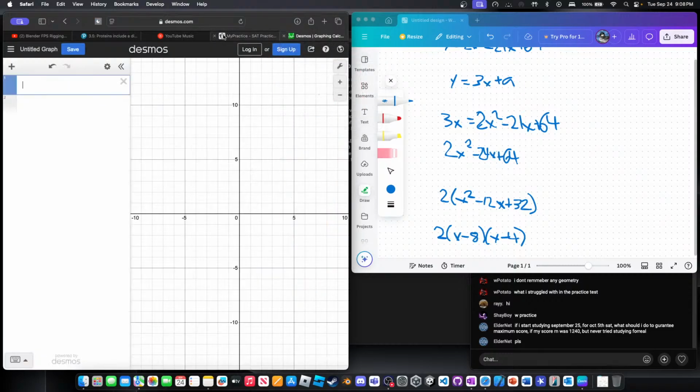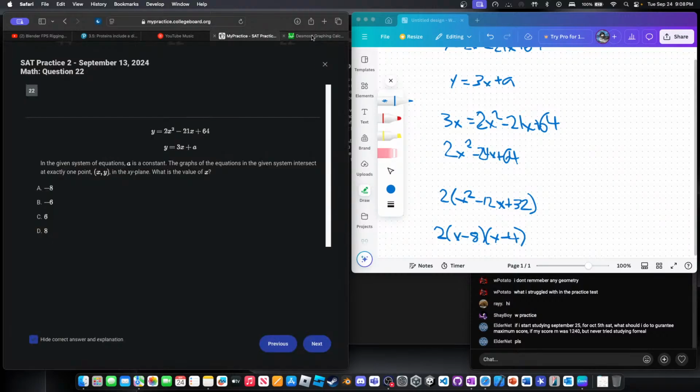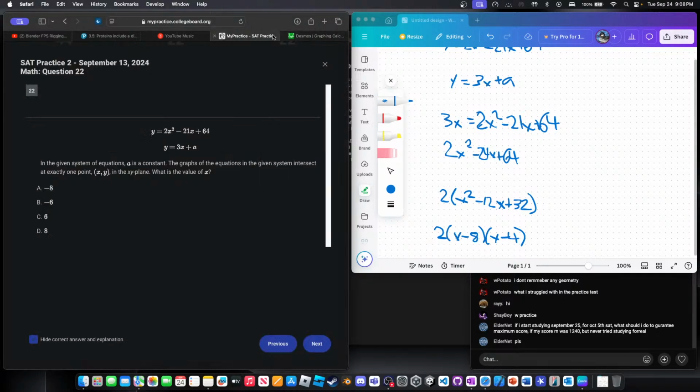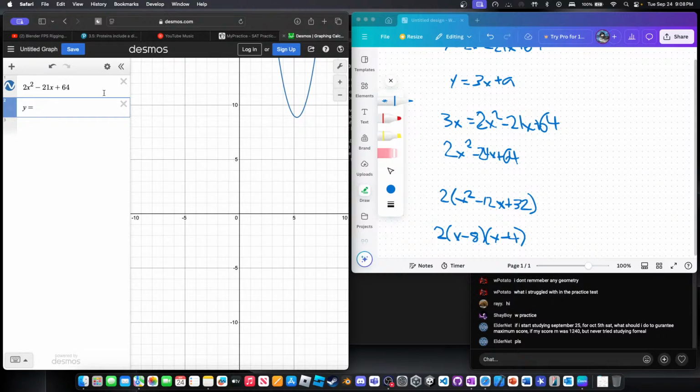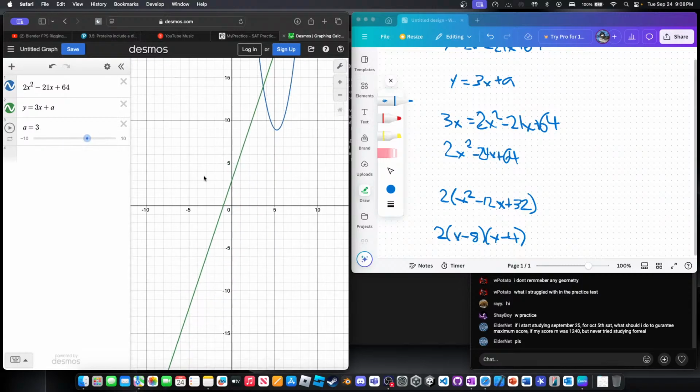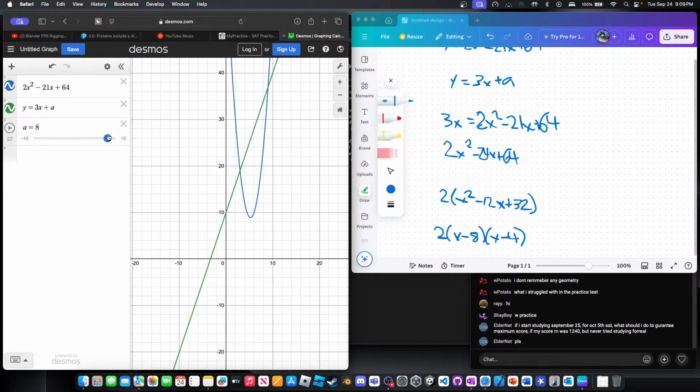Another way I would probably do this is plug these two in Desmos. Desmos is built into Blue Book, so I think they're going to do that for the digital SAT this time around, which is going to make things a lot easier than doing it on paper. So 3x plus a, and then we're going to add a slider. If a was 0, see, it says it intersects at exactly one point. What is that one point? Let's see if we can move it around.